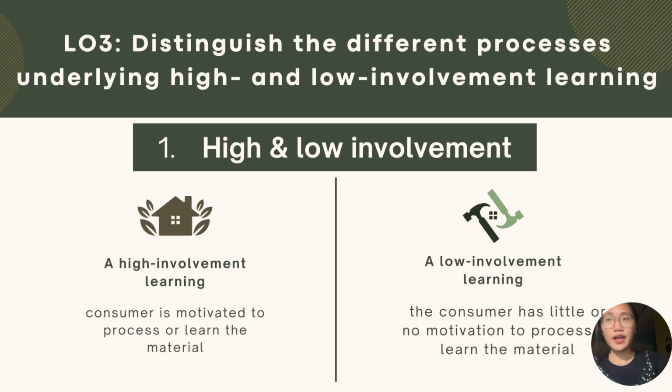And this is learning objective 3. First of all, we're going to learn about high and low involvement. A high involvement is like when you buy a car and you might read many articles or watch many advertisements about the car to get more information. And a low involvement is a consumer whose TV program is interrupted by an advertisement for a product that you don't currently use, so there is little motivation to learn about the product.